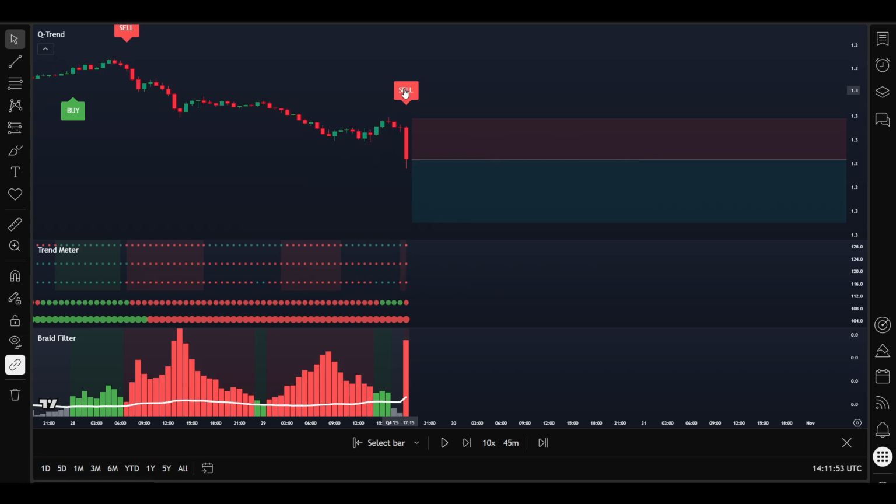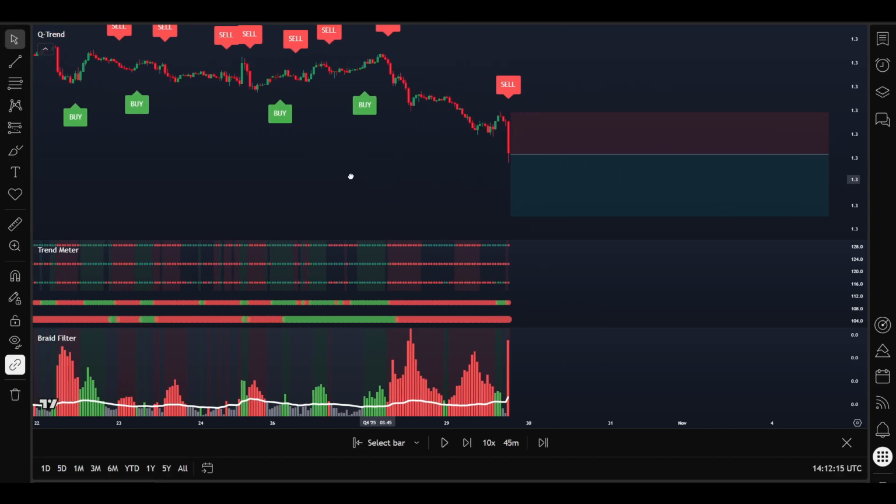After a counter trend bounce, price closes below the QTrend line and the indicator prints a sell label. The trend meter shows a solid run of red dots. The braid bar is red and above the average, confirming that sellers are present. We sell on the next open, place the stop above the bounce pivot, and aim for 1.5 R.